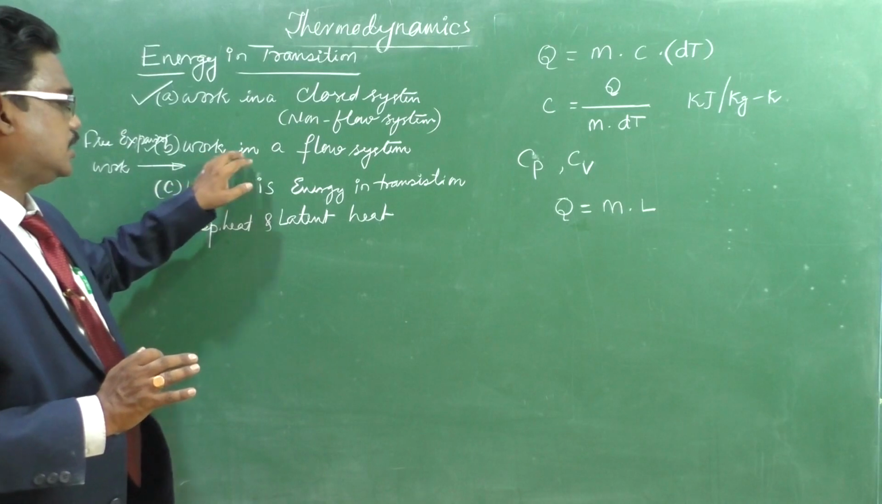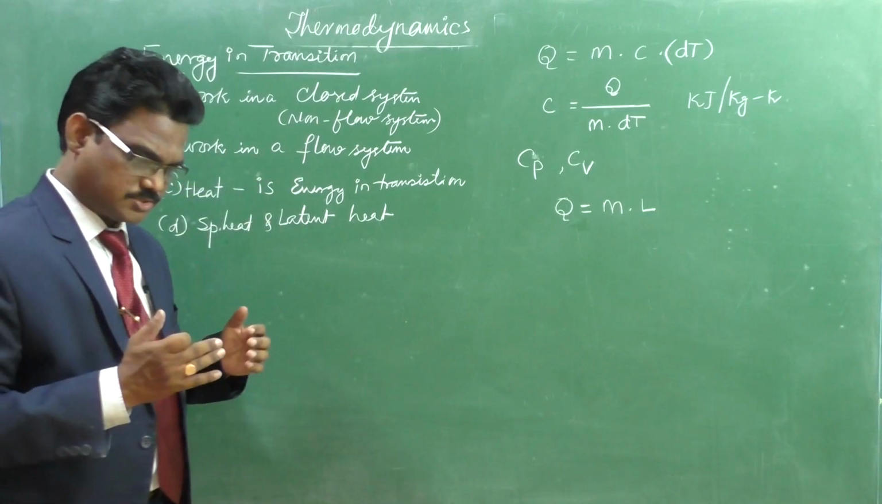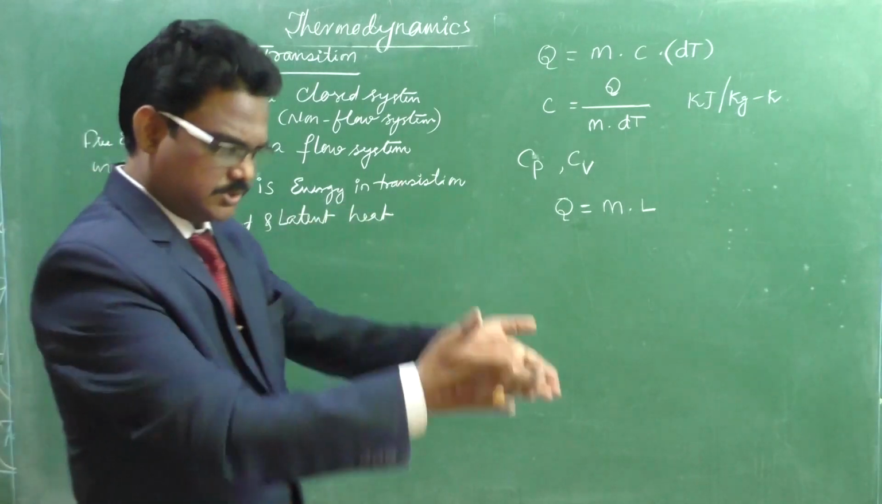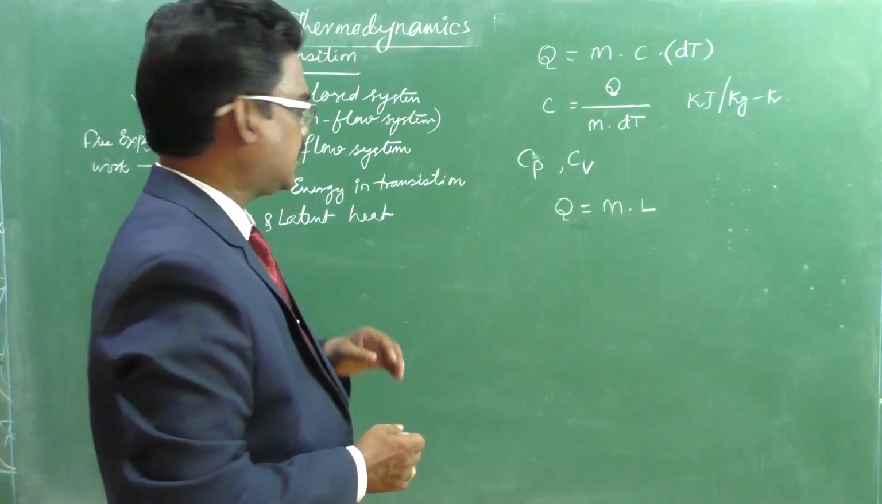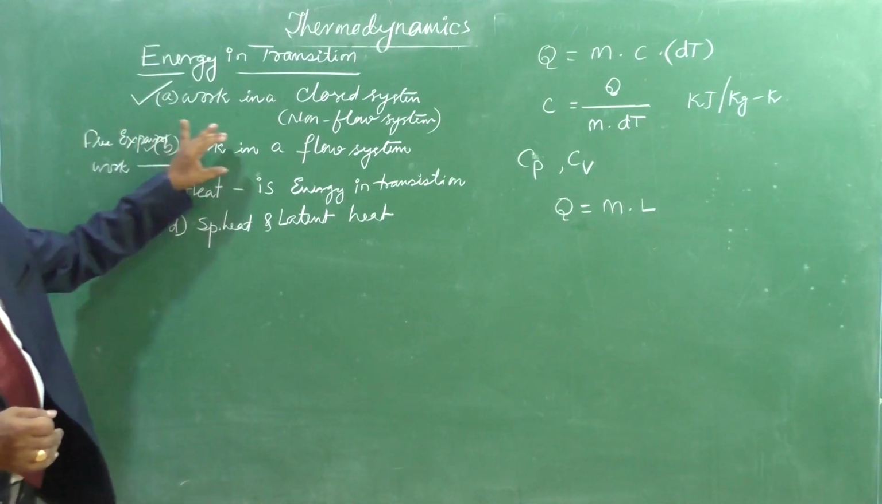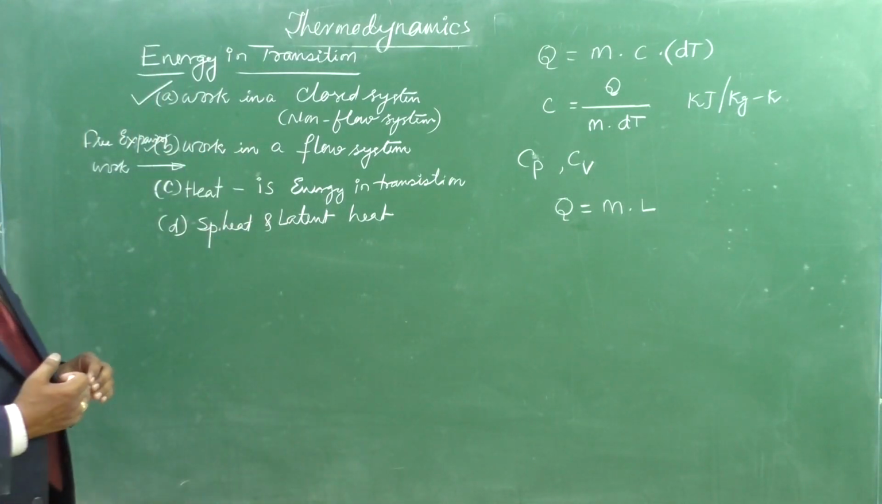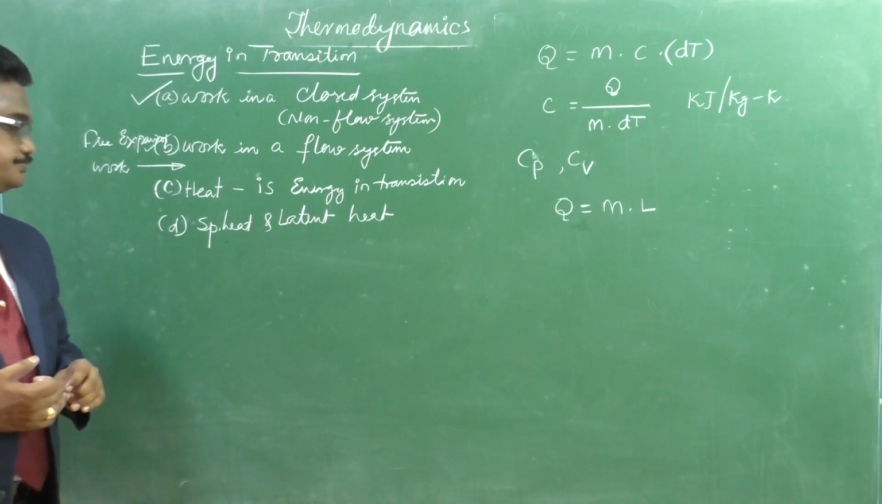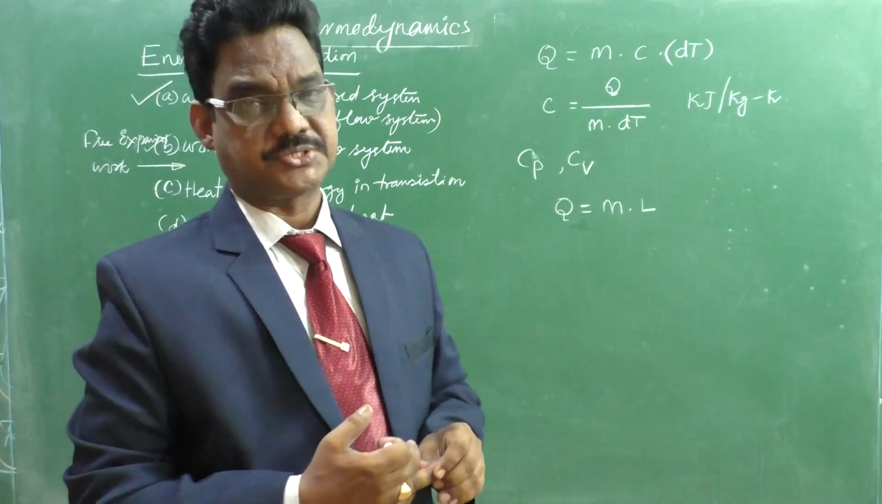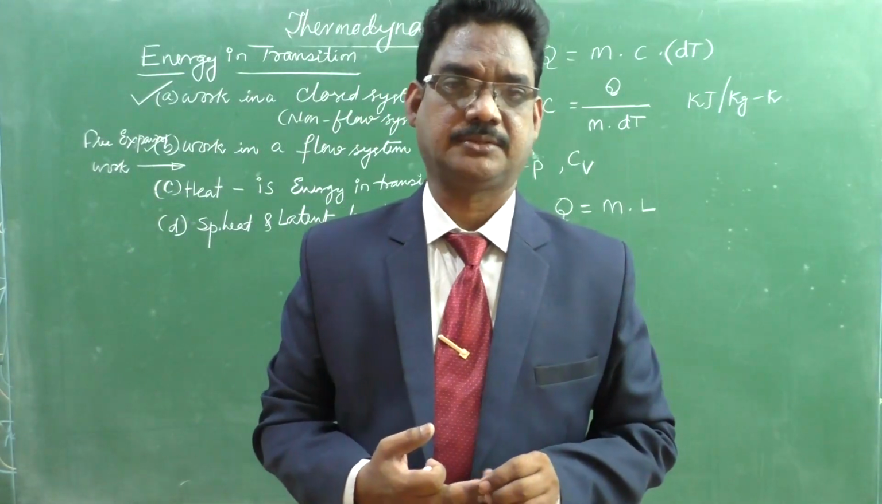Next, work in the flow system at the boundaries. To cross the boundary, how much work is required? To come out of the boundary, what work is required? That we need to consider. P2 V2 minus P1 V1 gives us the work for the flow systems. Now, specific heat and latent heat are properties of the system. Right. Thank you.